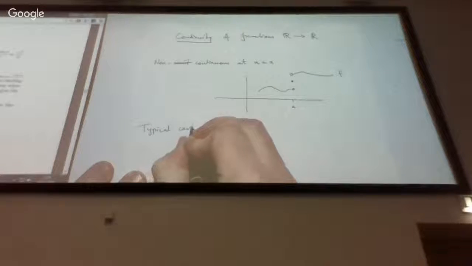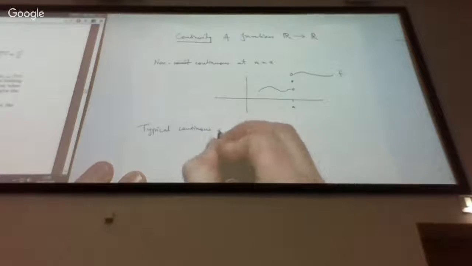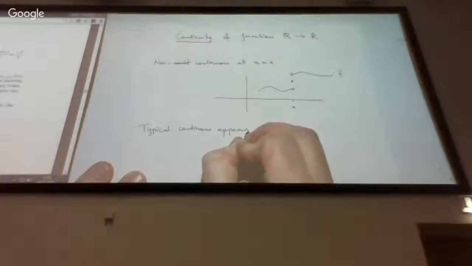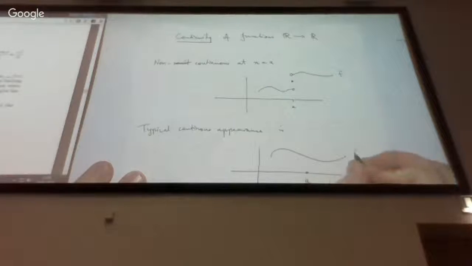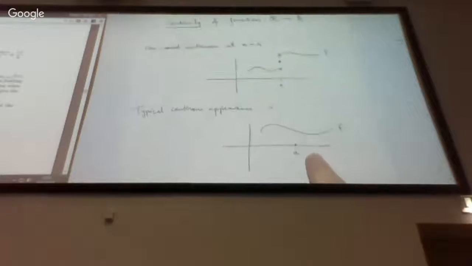So, typical continuous appearance of a function f at a point A in its domain is just where the function is smoothly or continuously changing through the point A. It's not making any sudden jumps.